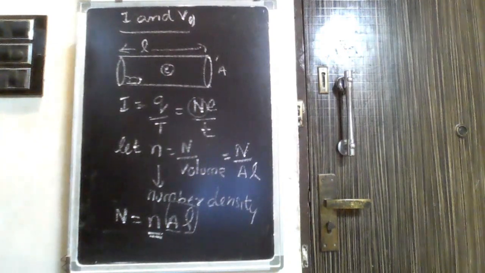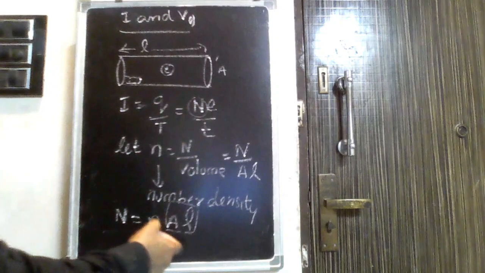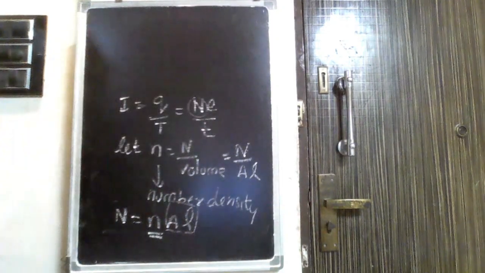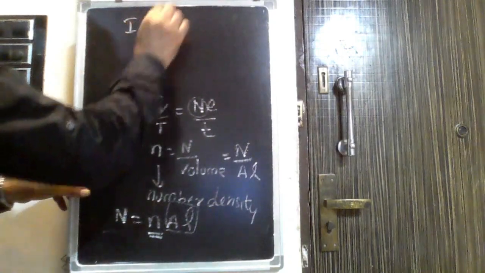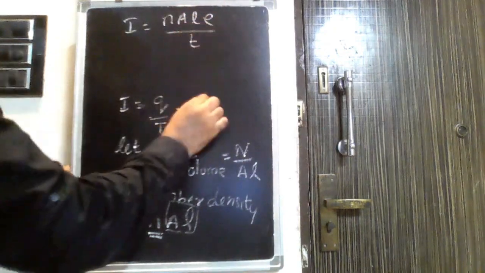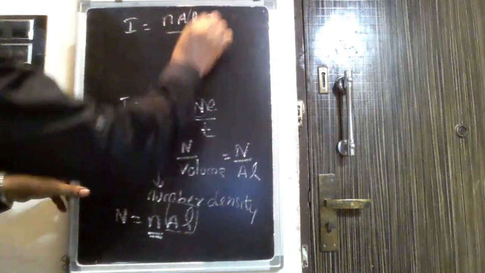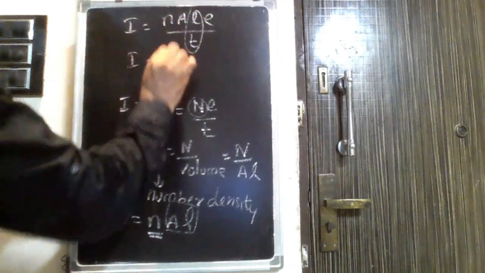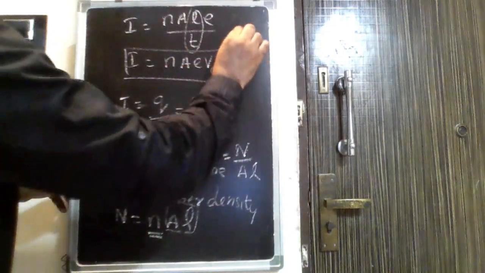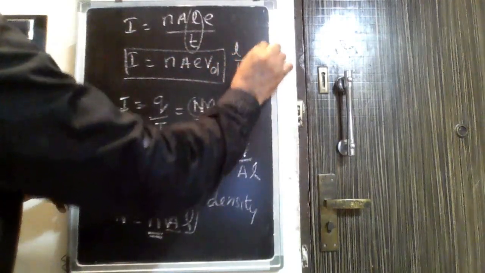So this is what I did. I removed N and put a value which is going to work for everything. That's the idea of changing the N value. So instead of capital N, you put nAL. So my current I will be equal to nAL e/t. And length by time is velocity, which is the average speed, the drift velocity. So I = nAe Vd. This is going to be the current formula, because length by time equals velocity.